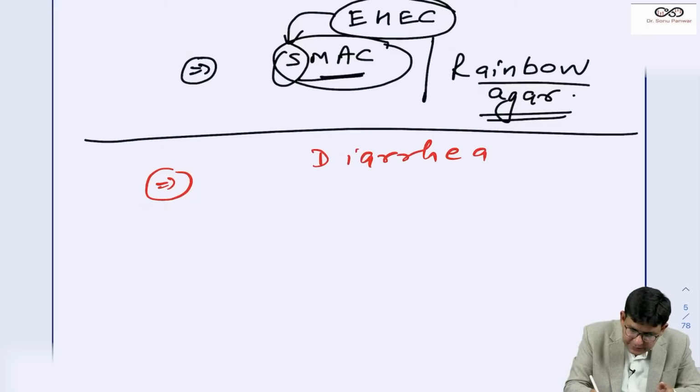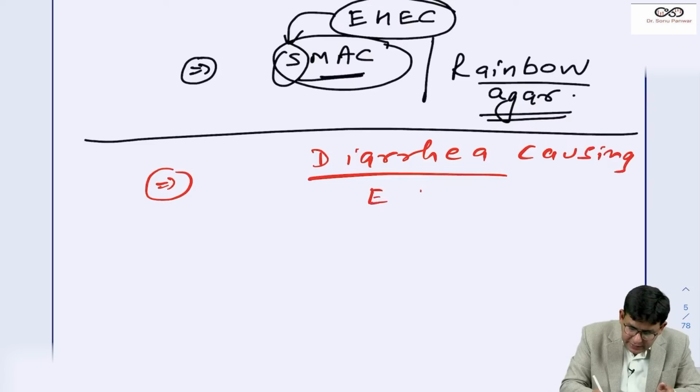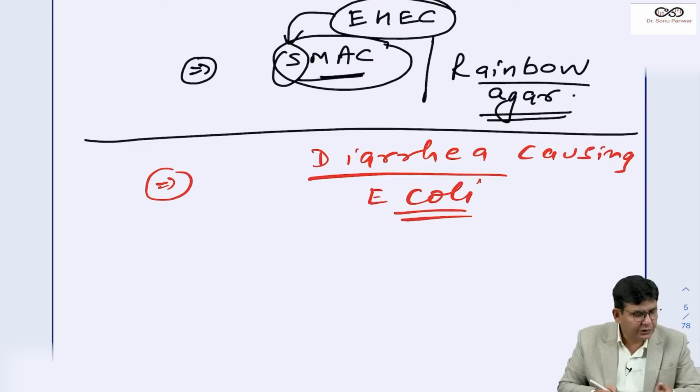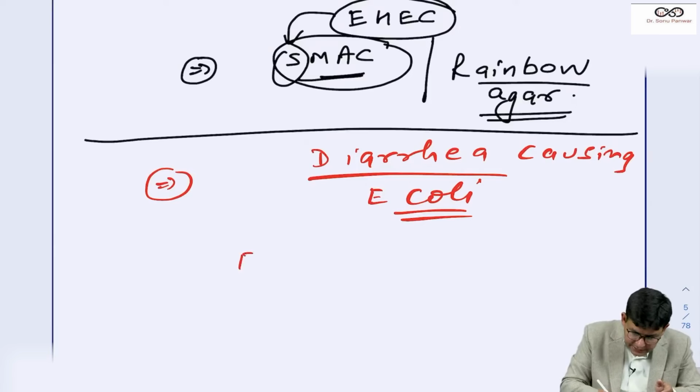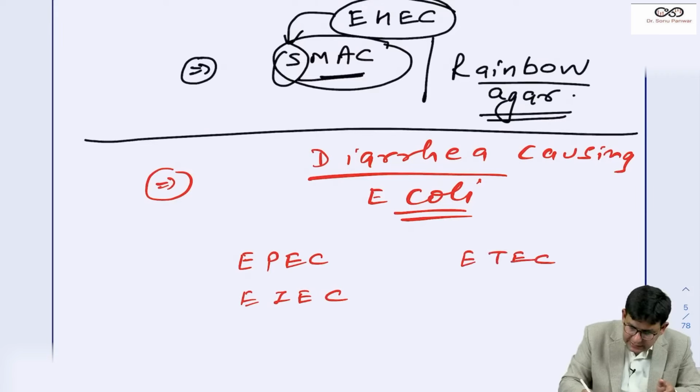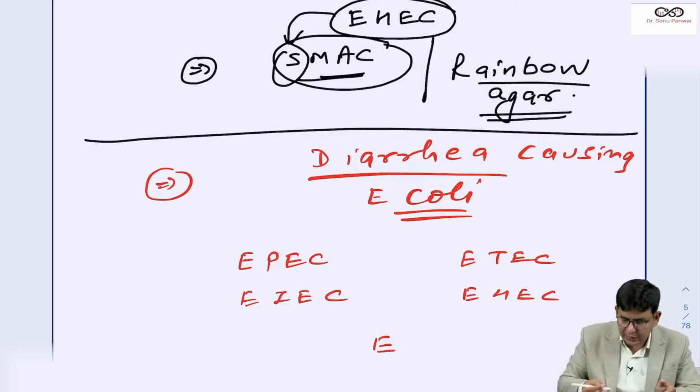Diarrheagenic E. coli. Okay, the diarrhea causing E. coli are which ones? You already know them. The various diarrhea causing E. coli are EPEC, EIEC, ETEC, EHEC, and EAEC.